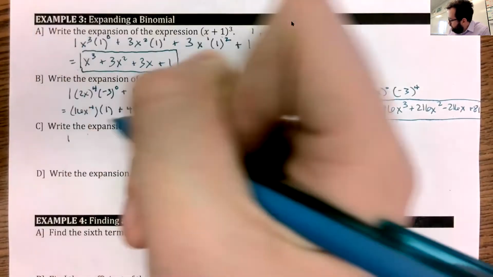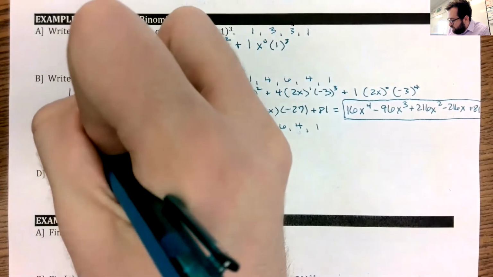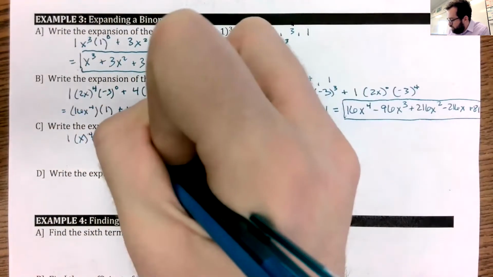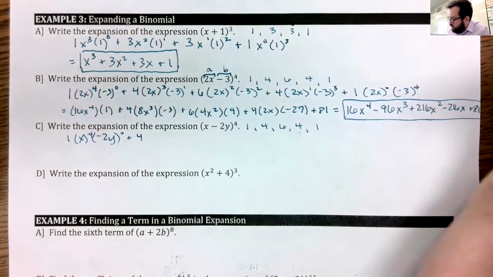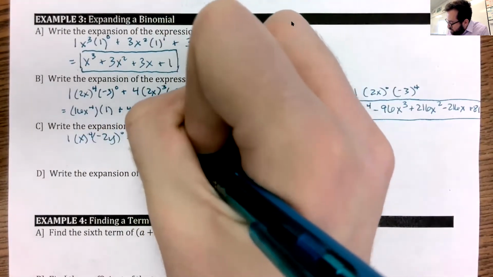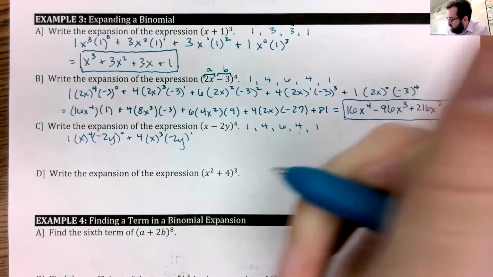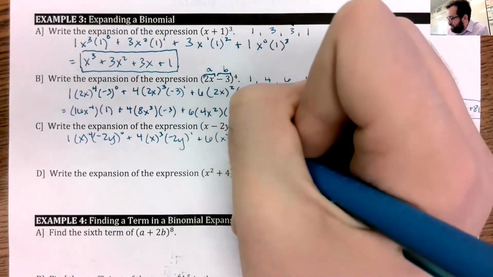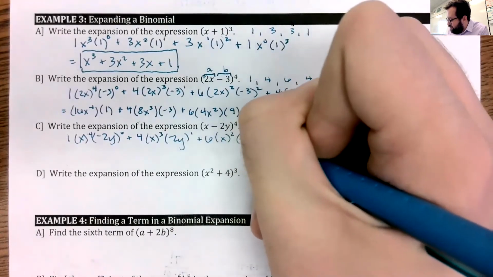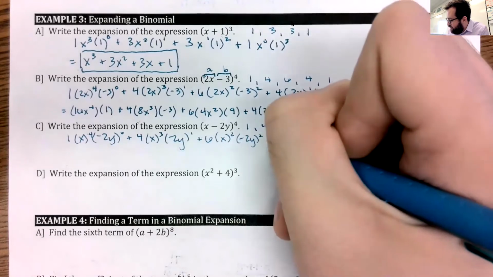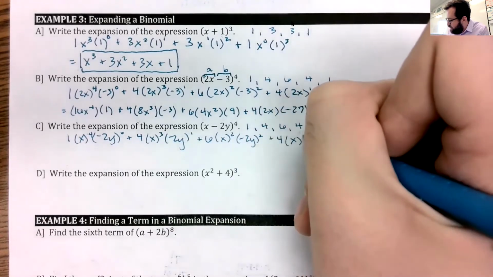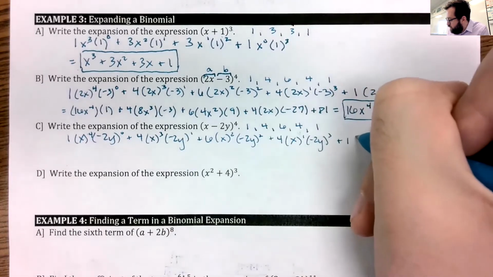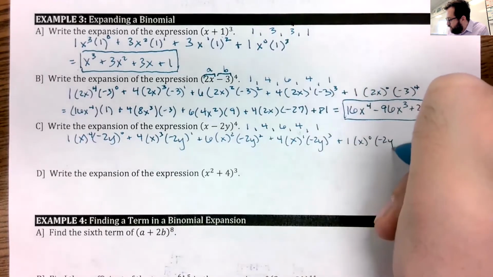So we'll have 1, x to the fourth, negative 2y to the 0. We have 4, x to the third, negative 2y to the first, 6, x squared, negative 2y squared, 4, x to the first, negative 2y cubed, and 1, x to the 0, negative 2y to the fourth.